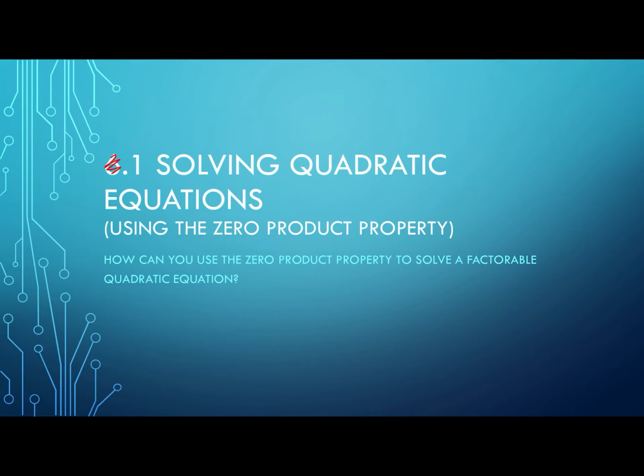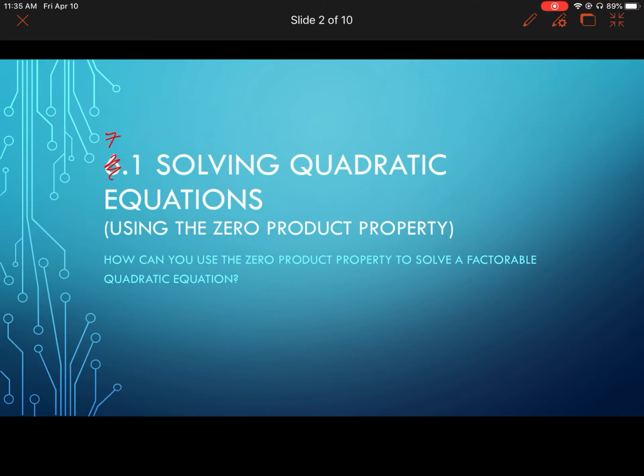So this is actually 7.1. 7.1 is going to be how to solve a quadratic equation by using the zero product property. If you want to shorten down this title, this is what we're focusing on today, the zero product property. How can that help us solve a quadratic equation? So the first question you should probably ask yourself is, what is a quadratic equation? A quadratic equation, or a quadratic polynomial, is when the highest degree is a square.